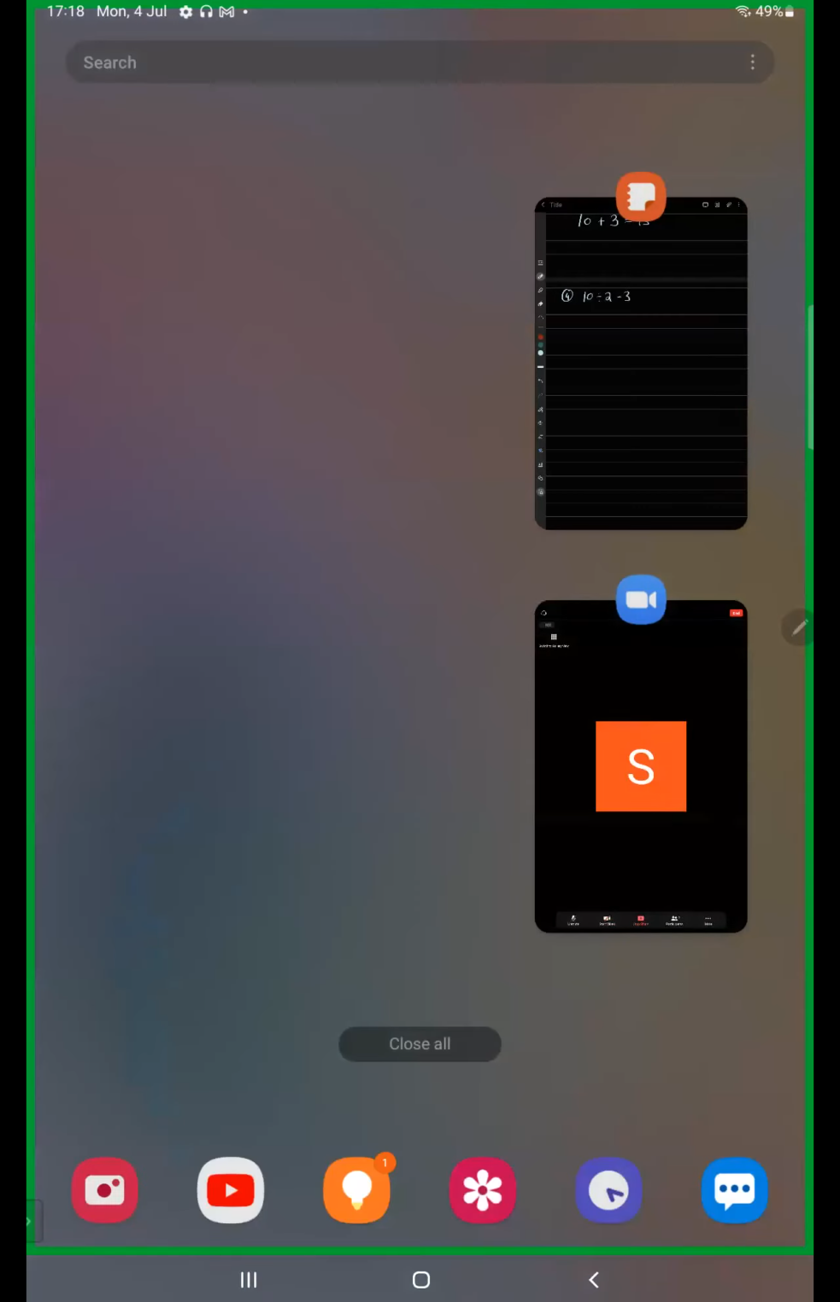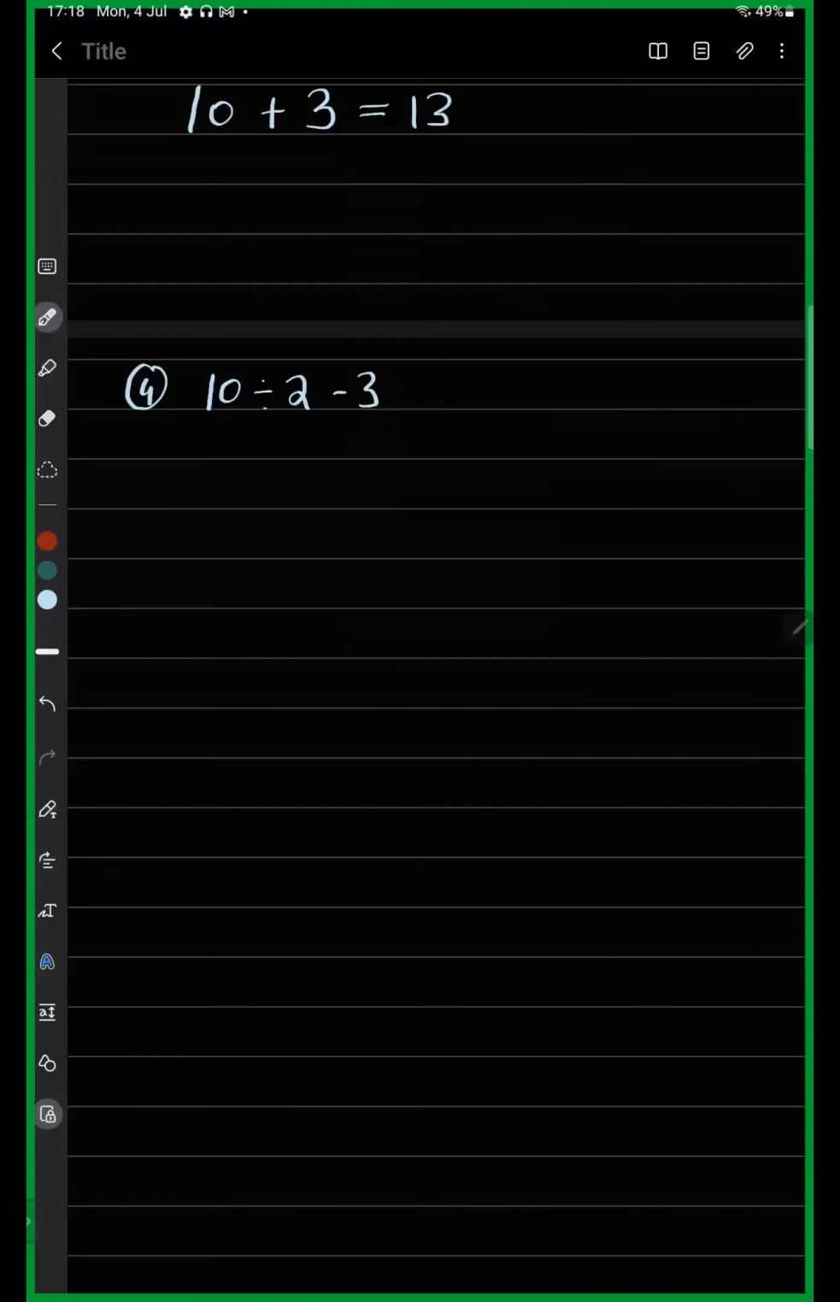First, I will be dividing because I know division comes first and then I would be subtracting. Okay, this is how it is. So 10 divided by 2 is 5 minus 3. That would give me 2. So these were some examples where we get to understand the basic concept, right?